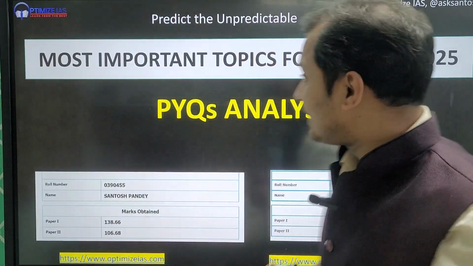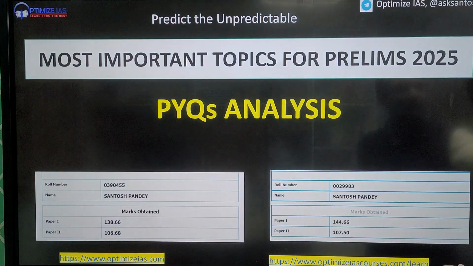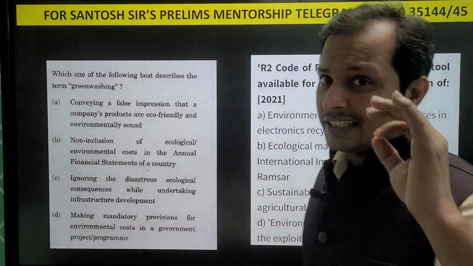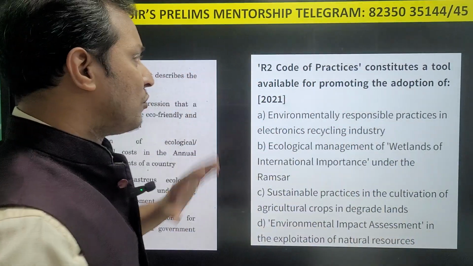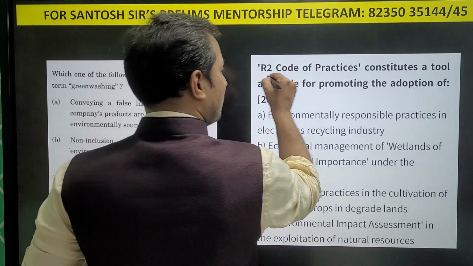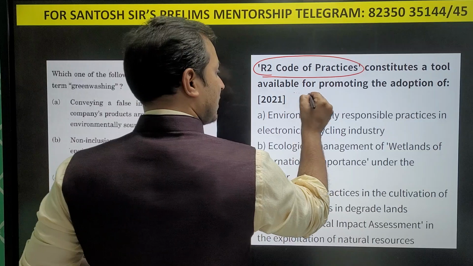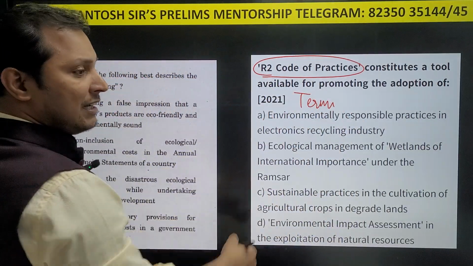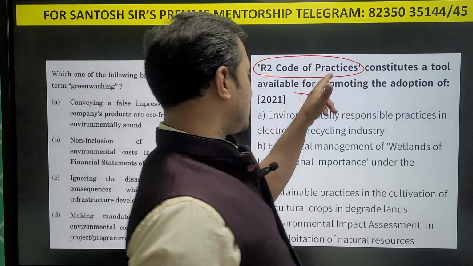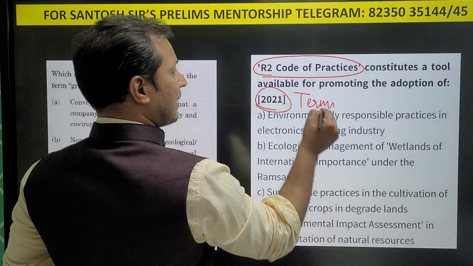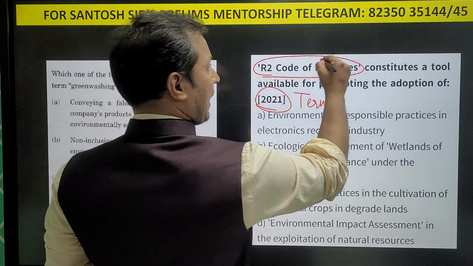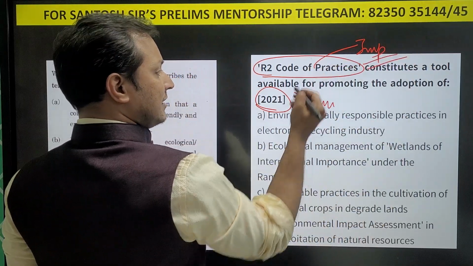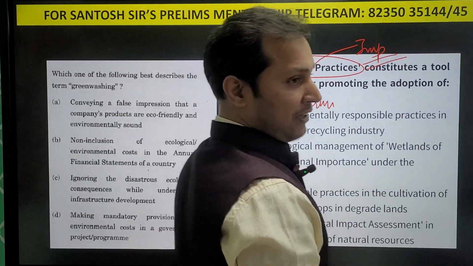Guys, in recent times you must have seen that UPSC has invented a new pattern of question in environment, and that pattern is basically term-based questions. They are giving one term from environment and asking what is the meaning of that term. This question came in the 2021 prelims examination: R2 code of practice. What is R2 code of practice? It was asked in the prelims examination 2021.